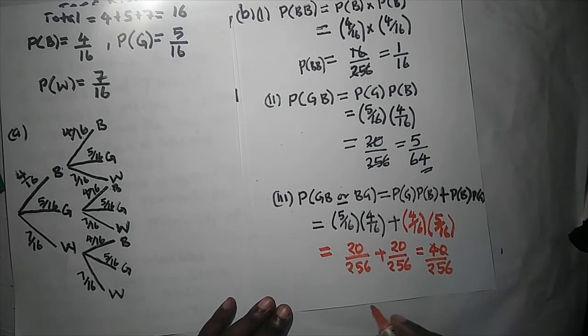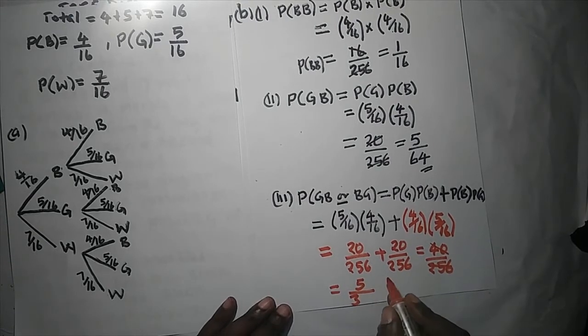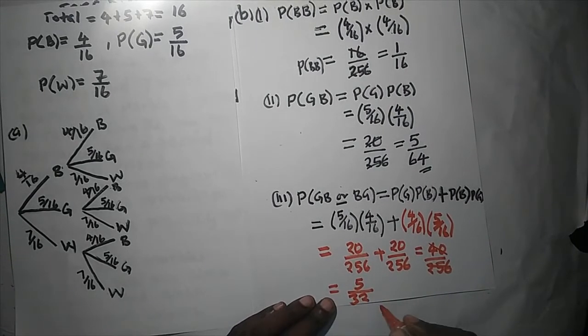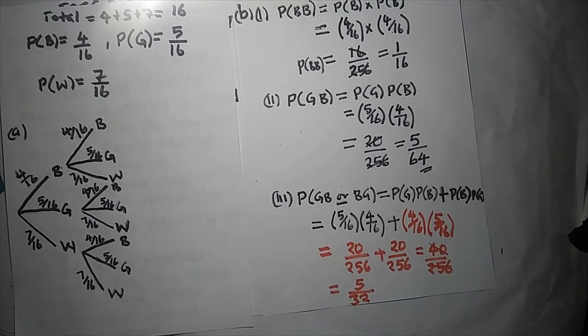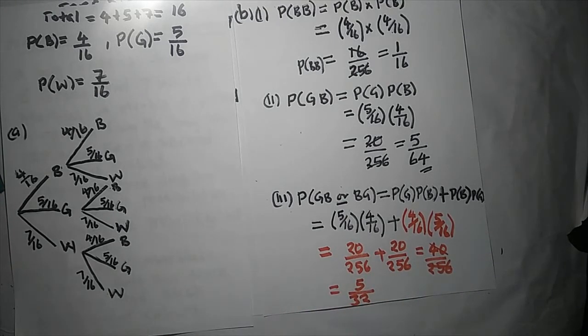8 into 40, we are going to have 5 over 8 into 256, we are going to have 32. Okay, so we have 5 over 32. This is the probability of green and black. So now we can go to the last question.